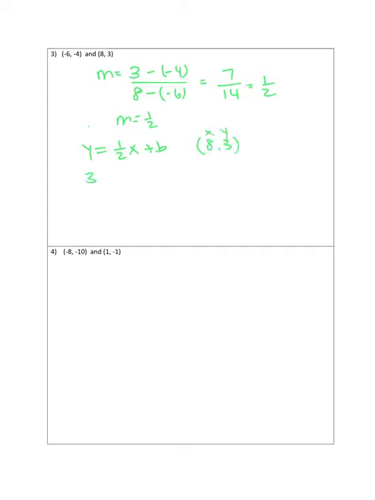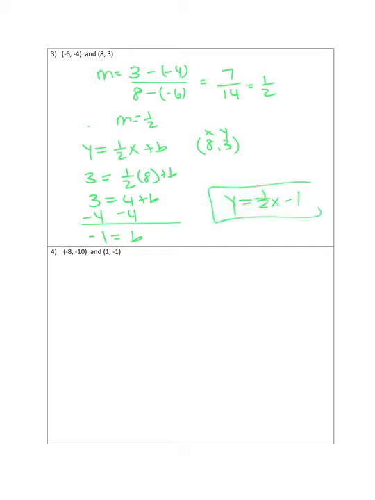So I say 3 equals 1/2 times 8 plus b. That's 3 equals 4 plus b. I don't need to clear the fraction here, right, because 8 is divisible by 2. I have a y-intercept of negative 1. So putting it all together, y equals 1/2 x minus 1. Okay, and this is all the work that you need to show.